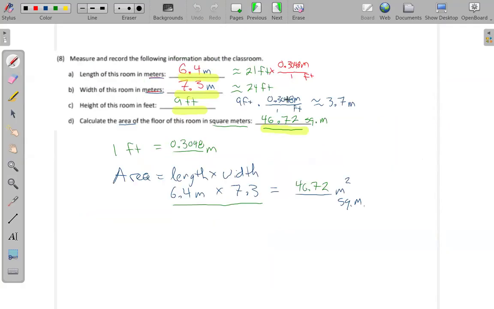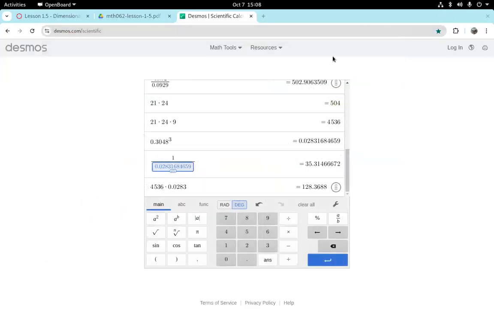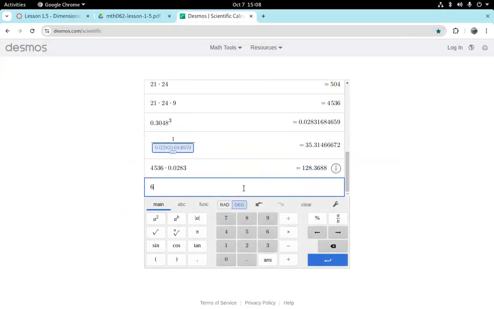6.4, 7.3 times 3.7. So again, I am multiplying the length in meters by the width in meters by the height in meters. So 6.4, 7.3 times 3.7. Those are all in meters, so that should give me meters cubed, and it should be pretty close to 128. It won't be exactly the same because we got lots of rounding going on here. All right, let's see if it works. 6.4 times 7.3 times 3.7, 172. Holy crap, that's way off. So Gary made a mistake somewhere.